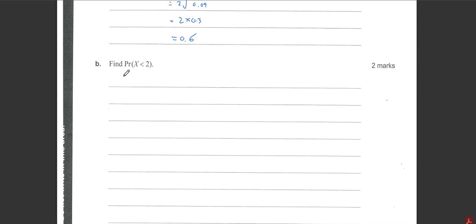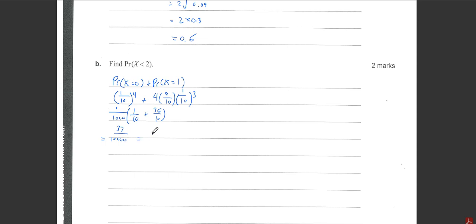Find the probability that x is less than 2. Well, that's just going to be the probability that x equals 0 plus the probability that x equals 1. X equals 0 is going to be 1 over 10 to the power of 4. Probability that x equals 1 is going to be 4 times 9 on 10 times 1 over 10 to the power of 3. Factoring out a 1 over 10 cubed, we get 1 over 1,000 times 1 over 10 plus 36 on 10. So it's going to be 37 on 10,000, which is equal to 0.004037.